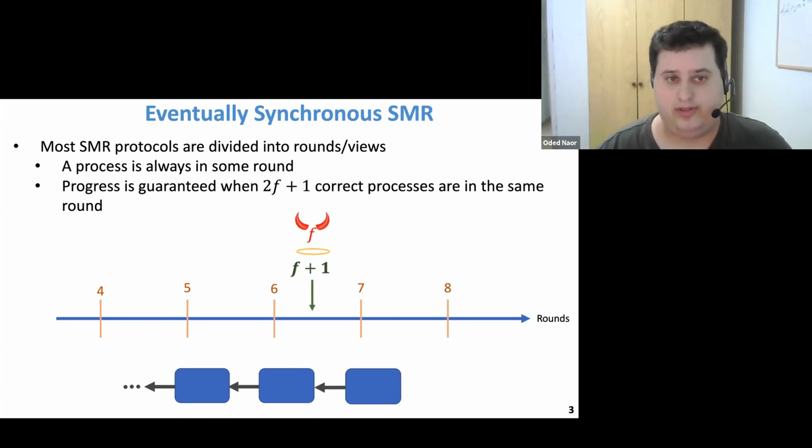And let's assume now that the f Byzantine processes stop to drink a margarita and stop cooperating with the correct processes. So now we're left in a situation where we have f+1 correct processes in round 6, and f correct processes which are stuck somewhere behind. The intuition behind round synchronization is: how do we synchronize all those correct processes to the same round? Round synchronization means to synchronize all the correct processes eventually to the same round, and having the leader of that round be a correct process.